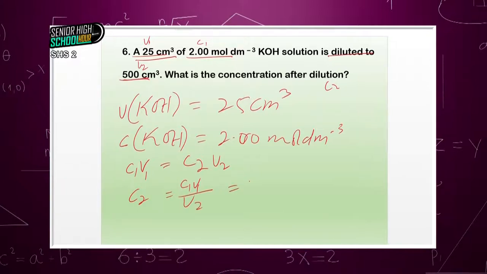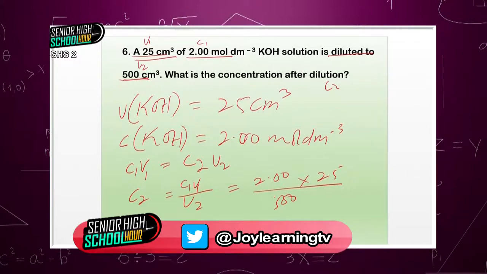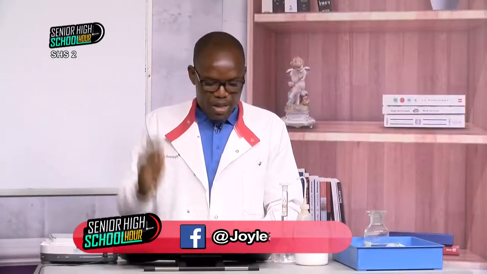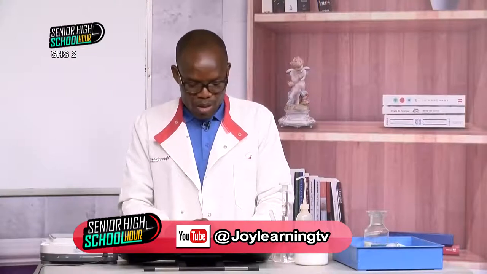So do the substitution and evaluation. You don't need to change to dm cubed because you are doing division. So C1 is 2.00 times V1 is 25, all over 500. The cm cubed units will cancel out, leaving the final unit, mole per dm cubed. Grab your calculator and use the division key. So I have 2.00 times 25, all over 500. What did you get? 0.100 mole per dm cubed. So that is the concentration after dilution.